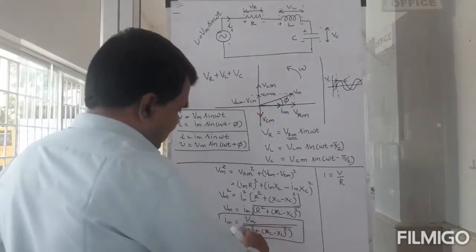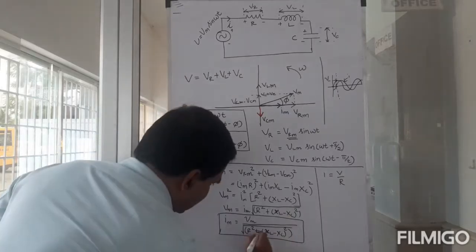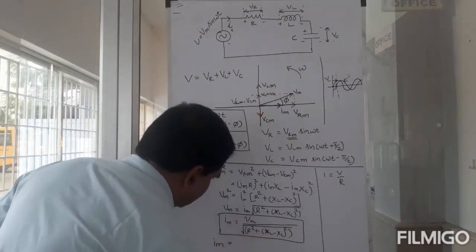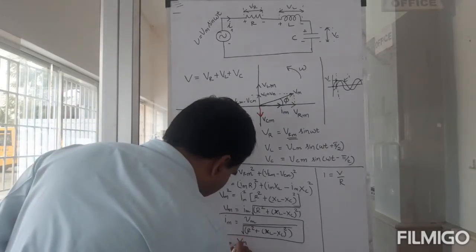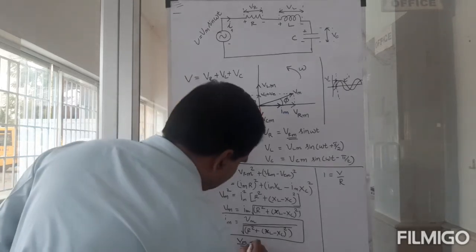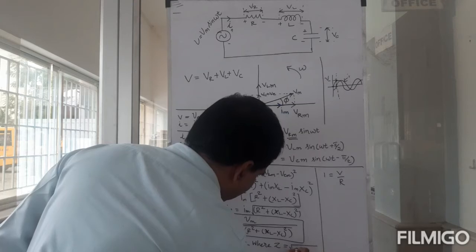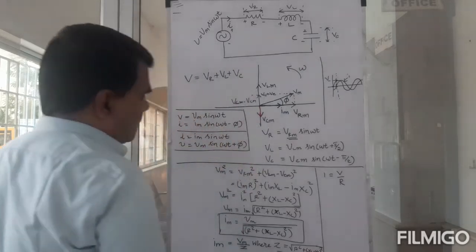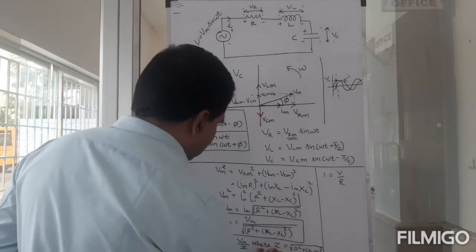Okay? But this quantity is what we are going to call as Z. So I'll say that Im is equal to Vm by Z, where Z is equal to square root of R squared plus XL minus XC whole squared. And I call this Z as impedance.